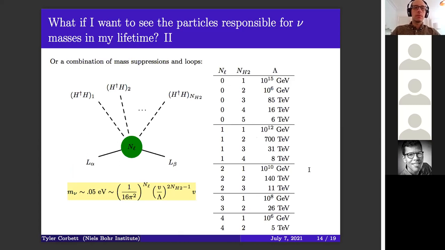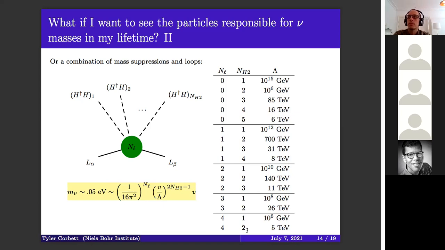So instead, what I can do is I can look at a bunch of different ways. I can combine these two ways, invent some really convoluted model with N_L loops and with twice N_H2 minus 1 suppressions by v over lambda. And solving this for the heavy mass scale tells me that at a future collider, maybe I could see a model that generates a Weinberg-like operator at no loops and 5 insertions of H squared, or 1 loop and 4 insertions, 2 loops and 3 insertions, 3 loops and 2 insertions of H squared, or 4 loops and 2 insertions.